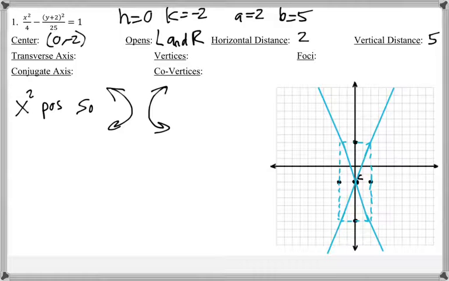So these diagonal lines act kind of like asymptotes. Actually, they are asymptotes. And this is going to be opening up left and right. So it's going to start here, and it's going to kind of follow that asymptote. And same on the other side.